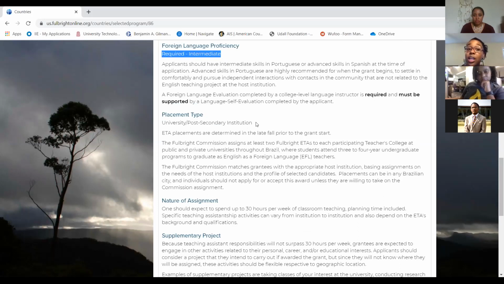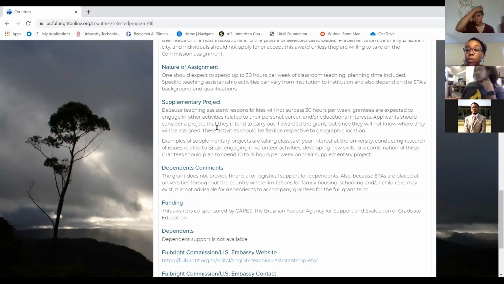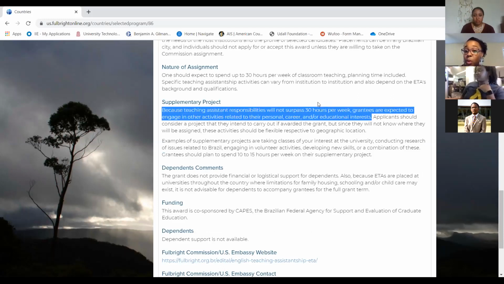Then they're saying university post-secondary institution. That's why they want people who have legit teaching backgrounds, because you're going to be teaching adults. Again, they're going to tell you how many hours you have. They're going to say, oh, okay, we want you to do a supplementary project because you're only going to be here for 30 hours a week.